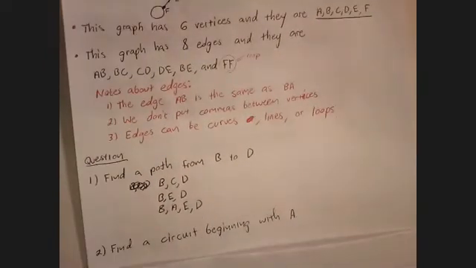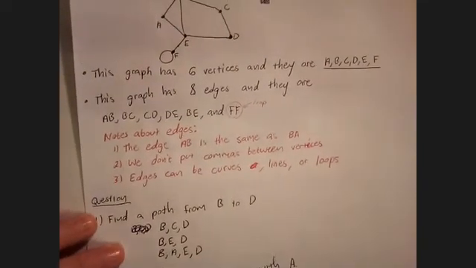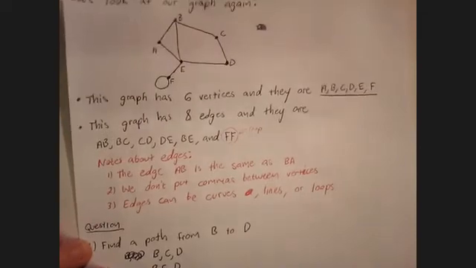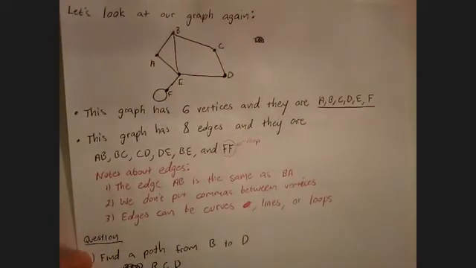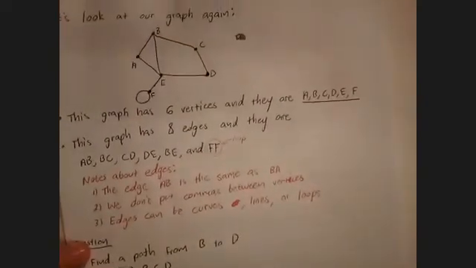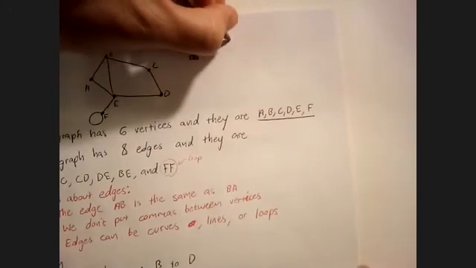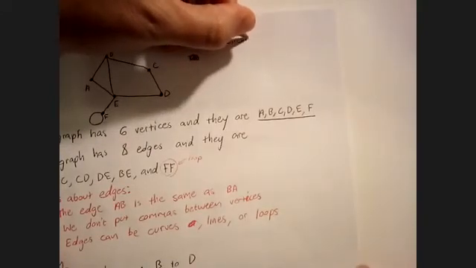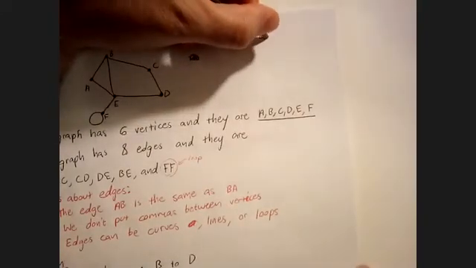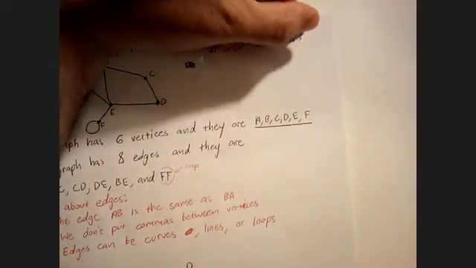And now I want to find a circuit beginning with A. Okay. So I guess I'll think, because I really want to see what I'm writing. I'm going to write this up here. Number 2 was a circuit beginning with A. So I'm going to go back up here so I can see this graph.